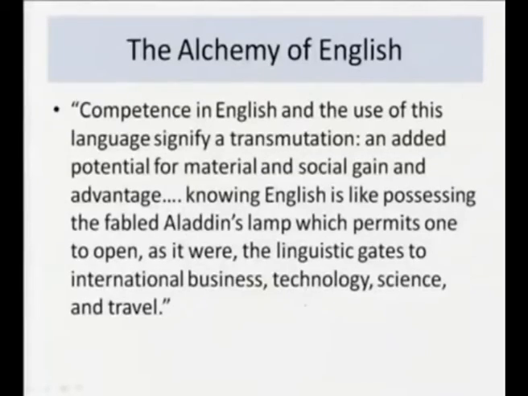And at the same time, it also creates a very privileged class, or as Kachru says, a caste of people who enjoy the fruits of liberalization and modernization. In the alchemy of English, if you recall, Kachru had said that competence in English and the use of this language signify a transmutation like alchemy, and added potential for material and social gain and advantage, which is really available, face it, as Kachru says, to a very few.